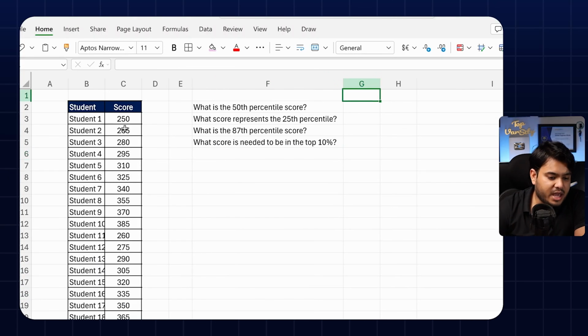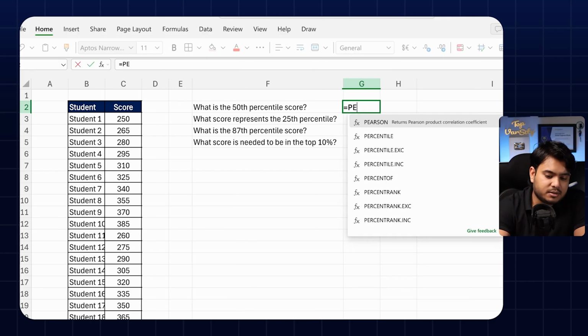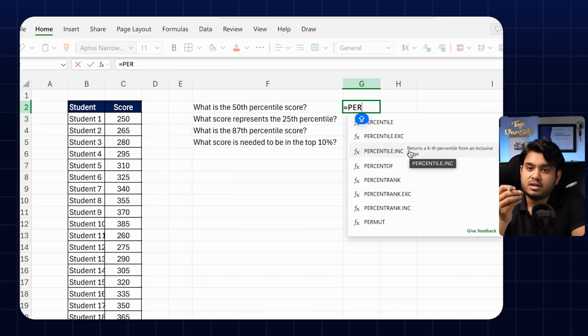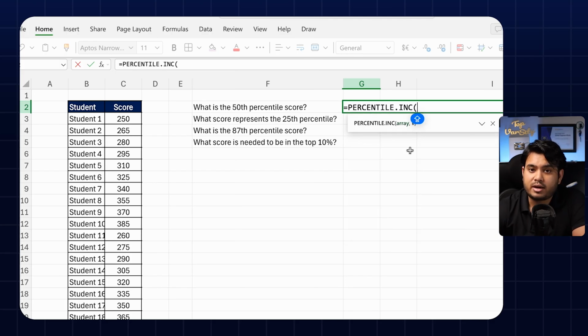Here we have almost 50 students and their scores. It is asking what is the 50th percentile score. It's very simple. If I want to shortlist a person, I want to know what is the score for a person who got the 50th percentile. For that I'll write the formula, percentile. There are again three functions, you can use any. I am using percentile include. Include means whenever you have the array, whatever you are selecting, it will include those values. I will not click on exclude. Include is a very accurate function for this.